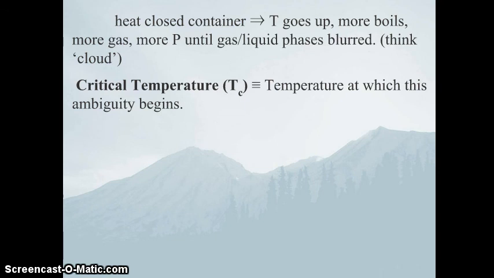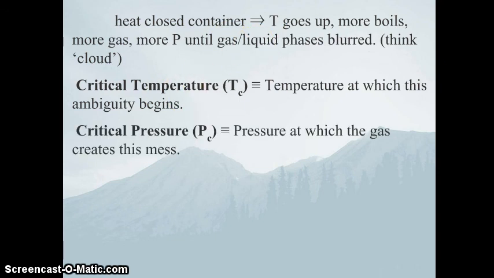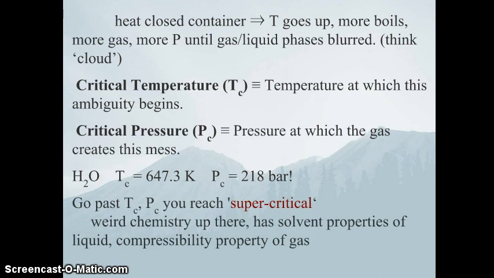So the temperature at which this ambiguity between the gas and liquid occurs is known as the critical temperature, and then there is an associated critical pressure, the pressure that the gas creates. In the case of water, the critical temperature and critical pressure are 647 Kelvin, which is not an unreasonable temperature, but the critical pressure is 218 bar. So making what is called a supercritical fluid is difficult for water. If you can get above that temperature and that pressure, you reach the supercritical state, and then of course you have that foggy type thing.